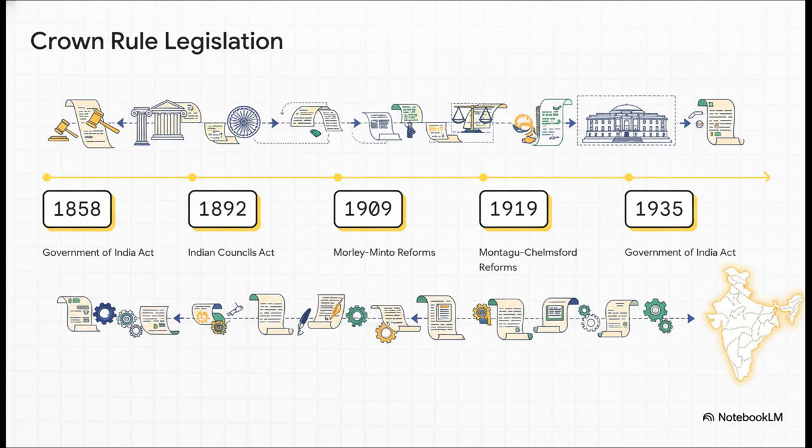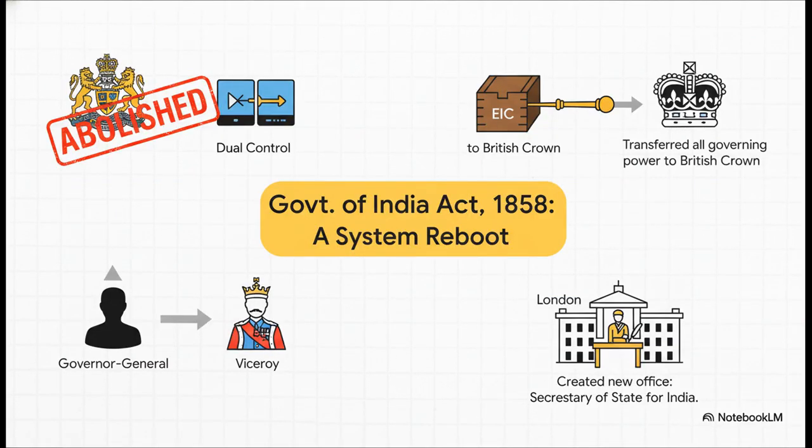This is the path that leads us straight to the framework of modern India. The 1858 Act was basically a total system reboot. It just dissolved the East India Company, got rid of the old dual control system, all of it. All governing power was handed directly to the British Crown, who was represented in India by a viceroy, and the whole thing was overseen from London by a new Secretary of State for India. This is the official start of the British Raj.